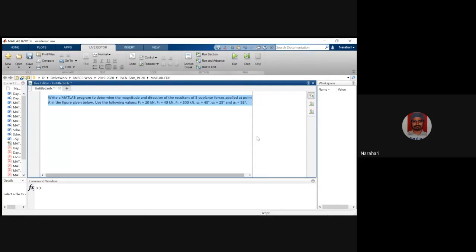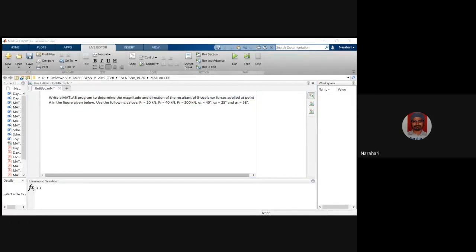I hope you people are able to see the question. Yes, I have reduced the size, but I hope it is readable. Okay, and let me paste the corresponding figure.